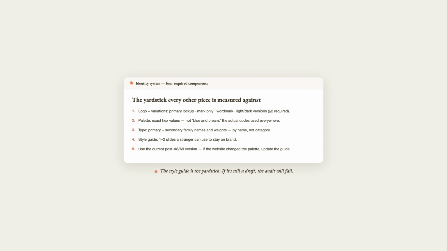finished. The identity system is not what you presented in assignment 7, it is the current post-iteration version that reflects every refinement you made in assignments 8 and 9. If the website changed the palette, update the guide.